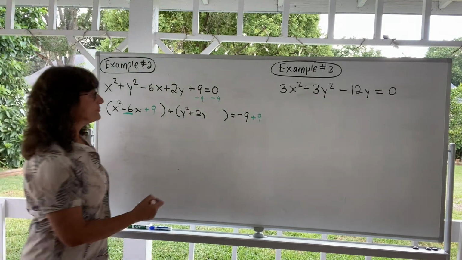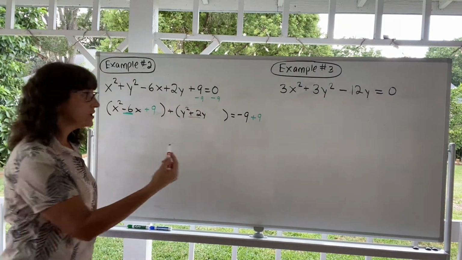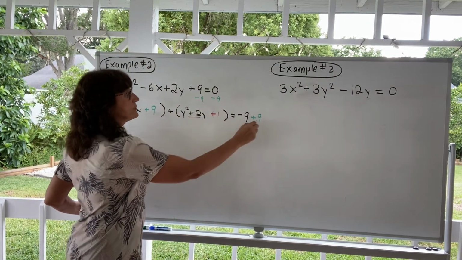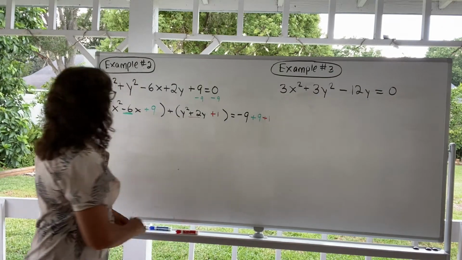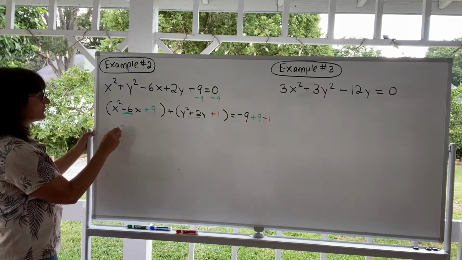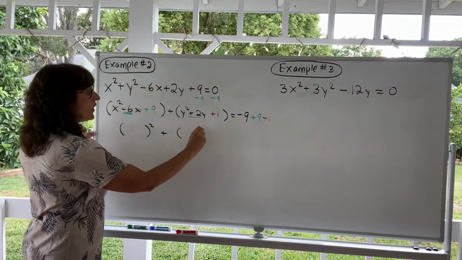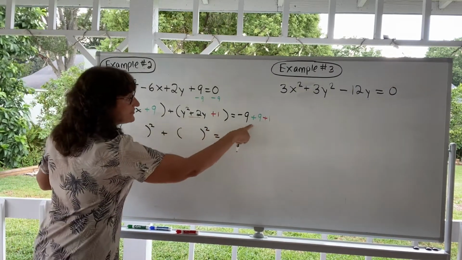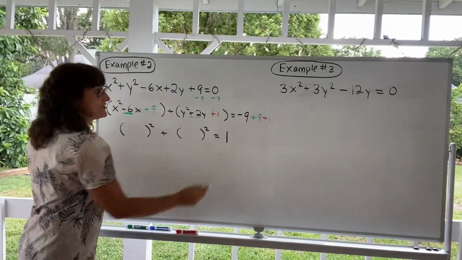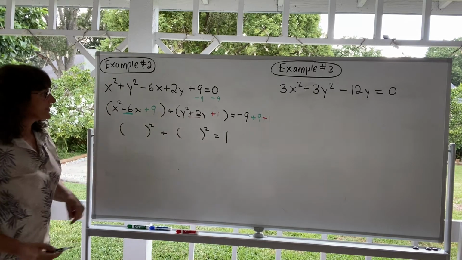So let's see what we have here. Take half of +2, which is +1, square your +1, and you get +1. All right, so we're here. Here's our x binomial, here's our y binomial. On the right-hand side, -9 plus 9 plus 1, the 9's cancel, so we just have 1 on the right-hand side.